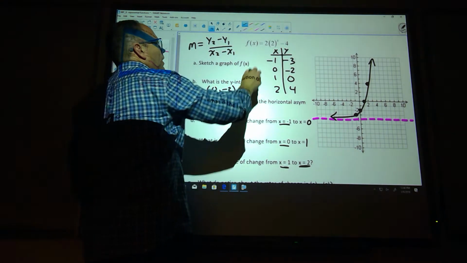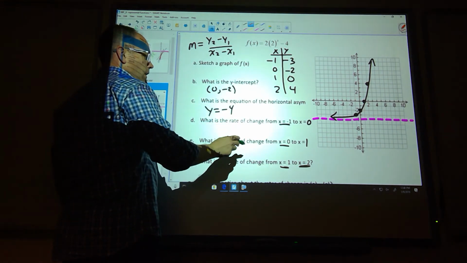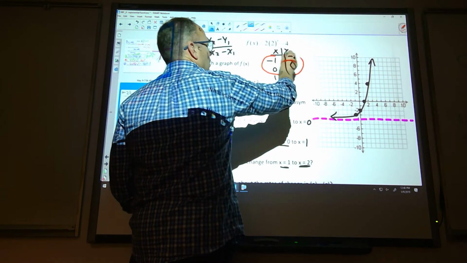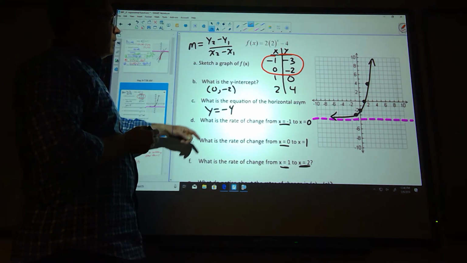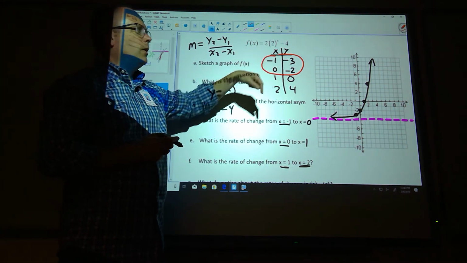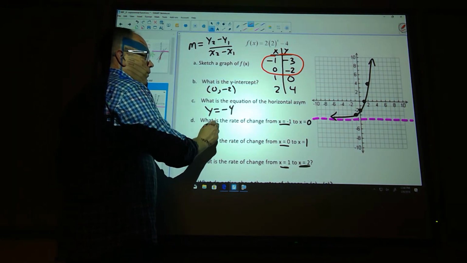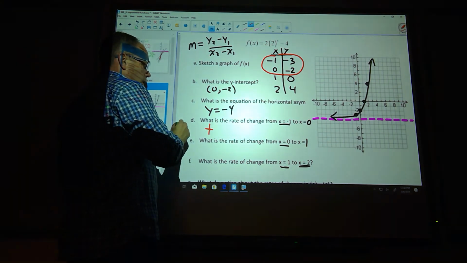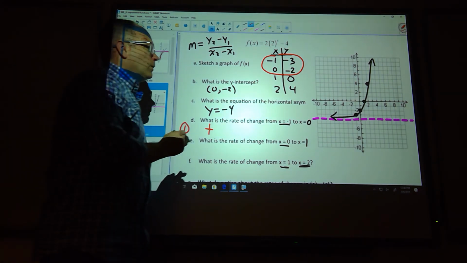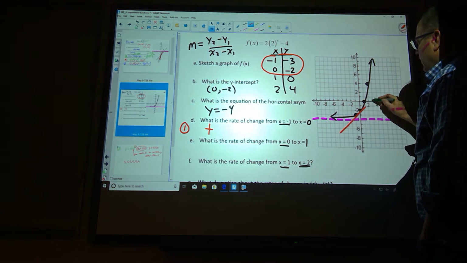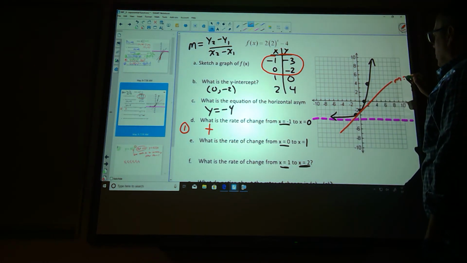All right, so let's do this one. We want this one first. Okay, so let's see if you can follow along. -2 minus -3 is -2 plus 3, which is 1, over 0 minus -1, so 1 over 1. So the rate of change here is 1. So that means the slope of this line right here is a slope of 1.